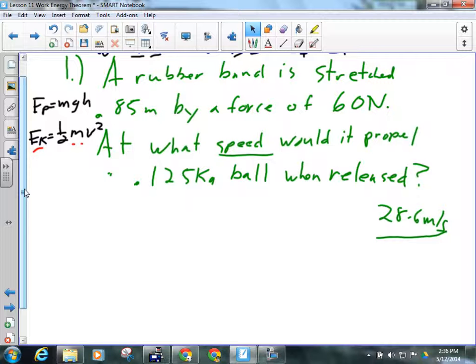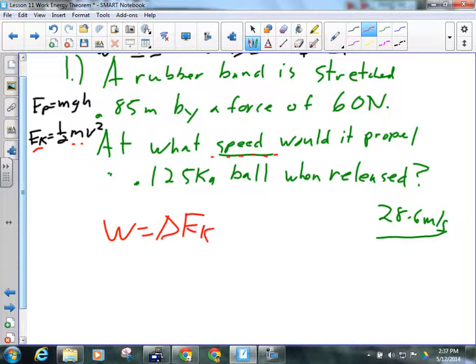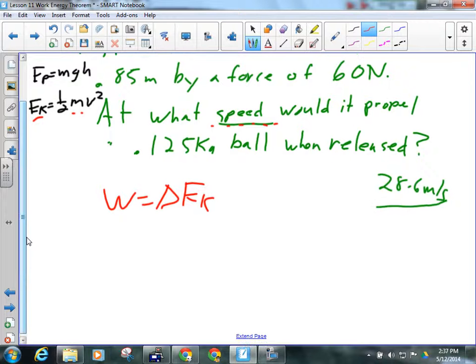When we read a question, we've got to look at it and ask, what kind of energy is changing in this question? Right now, the kinetic energy, because it's talking about speed, the kinetic energy of the ball is what's changing. And that's changing because of the work being done on the system, which is the rubber band. So work is a change in kinetic energy. That's the work energy theorem for this question. Okay, and we have our givens. Distance is 0.85 meters. The force was 60 newtons. The mass of the ball was 0.125 kilograms.